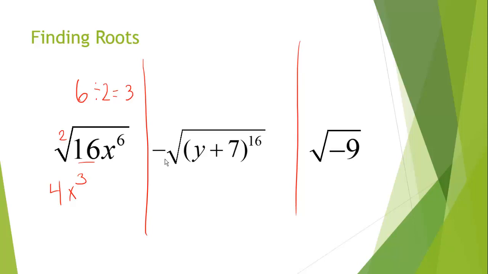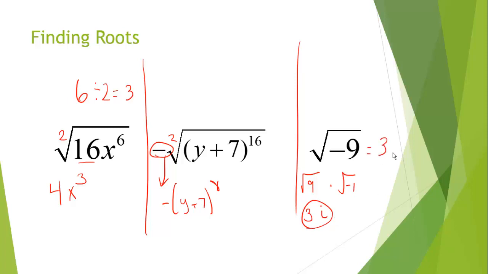Let's try another one. Negative square root of y plus 7 to the 16th. Again, this is a square root. 16 divided by 2 is 8. So we just have y plus 7 quantity to the 8th power, and then the negative sign from the outside sticks in here. Now let's look at this last one, the square root of negative 9. The square root of positive 9 is 3, but the square root of negative 1 is i. So just a little review from chapter 5. The square root of negative 9 is 3i.